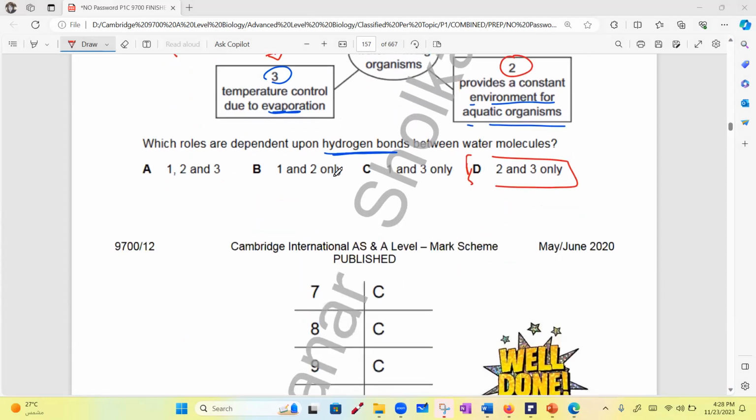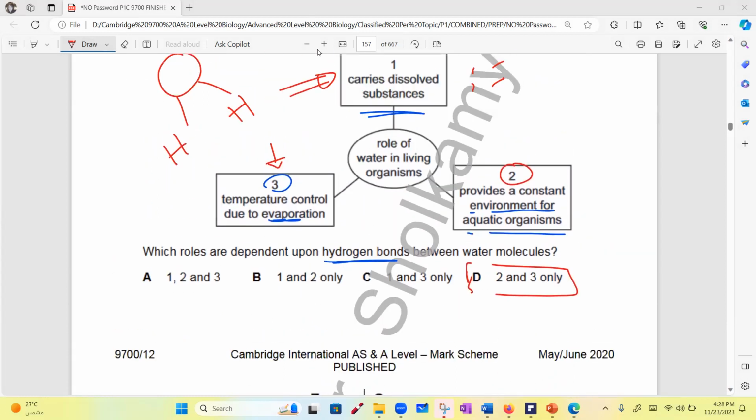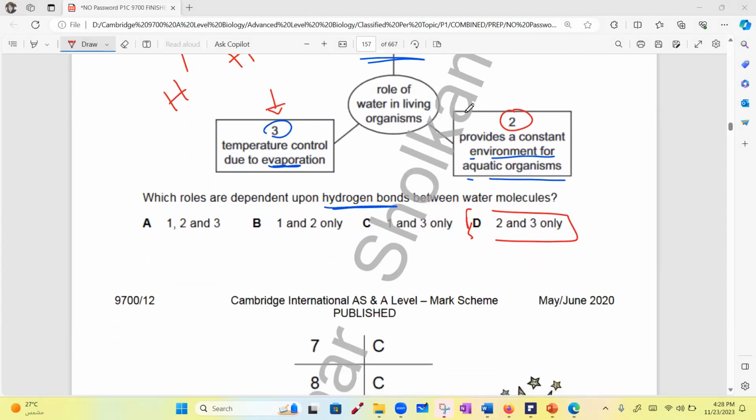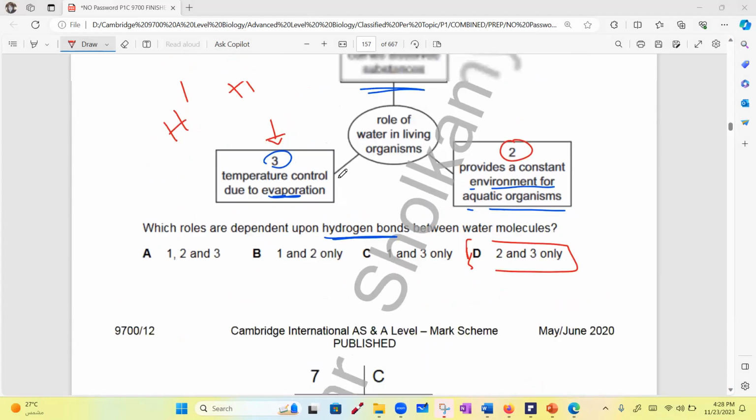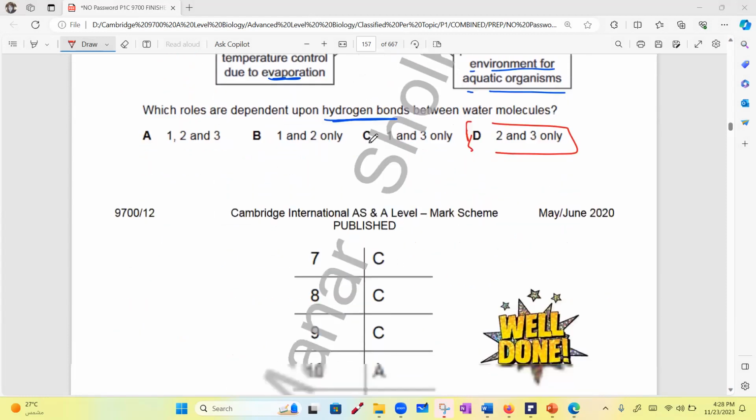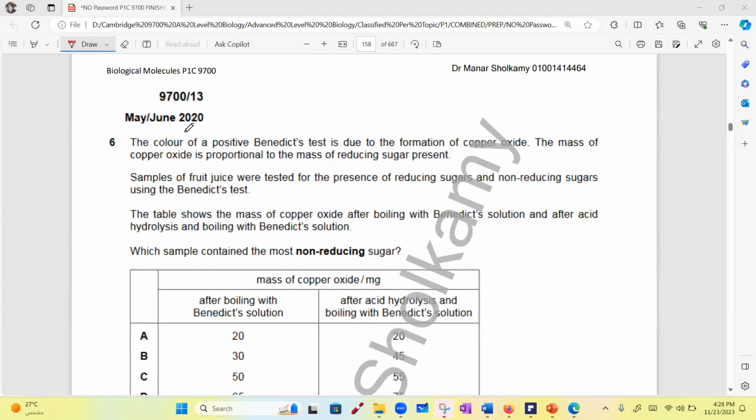Okay. Now, is this question clear? Yassine, now do you understand this question? Yes. Okay. Now, June 2020, variant 1.3.